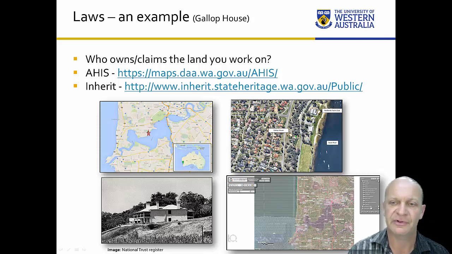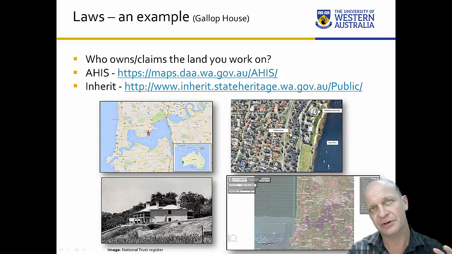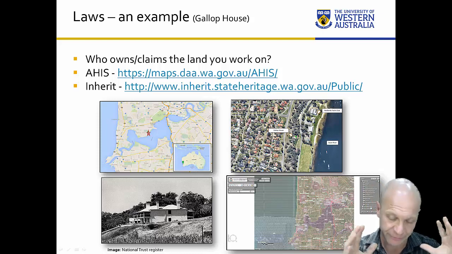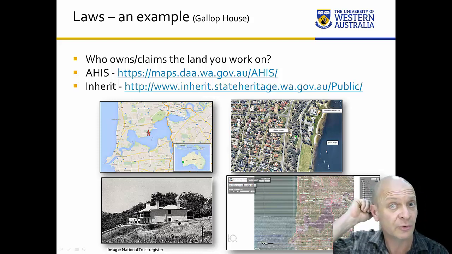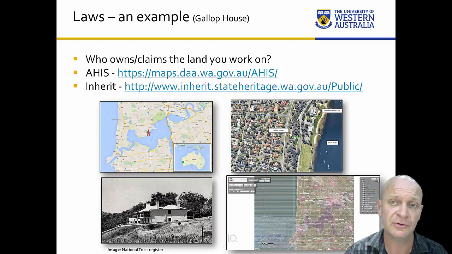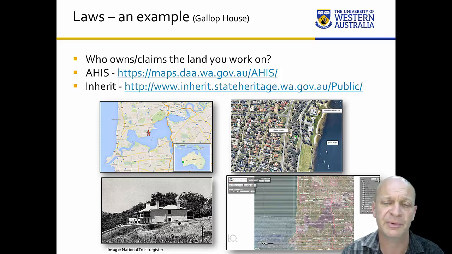But the land around it is owned by both the City of Nedlands and the Department of Parks and Wildlife with an historic agreement with the Swan River Trust. So there are a number of different things. And the whole of the river, if you look in this screenshot here of AHIS, the Aboriginal Heritage Information System, one of the databases you're going to have to use for your final project, in addition to the State Heritage Office's Inherit database, shows that the whole of the Swan River is a sacred site, and any work there requires a permit from the Department of Aboriginal Affairs, now the Department of Planning.